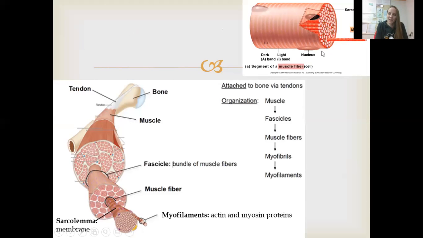And this is just another way to look at it up here. So we have your muscle fiber. So again, that would just be this thing right here. So a whole bunch of these muscle fibers would combine together to make the fascicle, and then the fascicles group together to make the actual muscle itself. But yeah, so this is the muscle fiber.